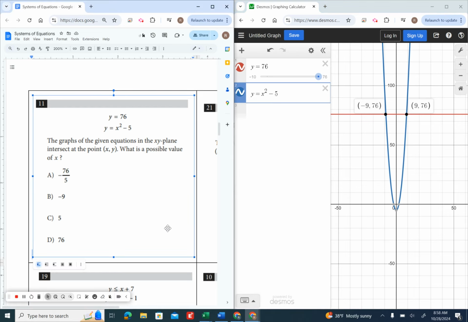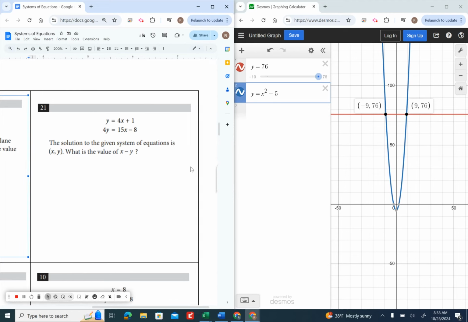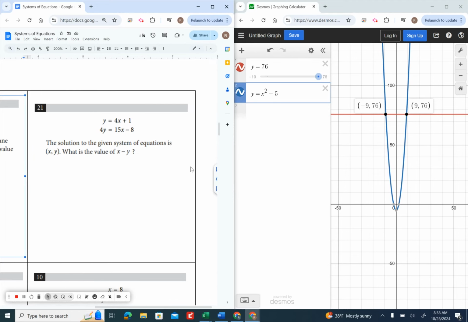I'm going to go ahead and do one more. This is number 21, so here's my system. Y equals 4x plus 1, and 4y equals 15x minus 8. So the solution to the given system of equations is xy. What is the value of x minus y?